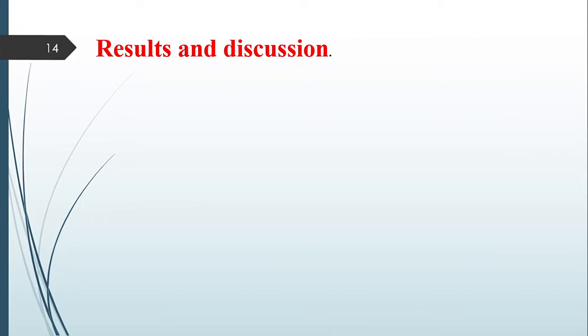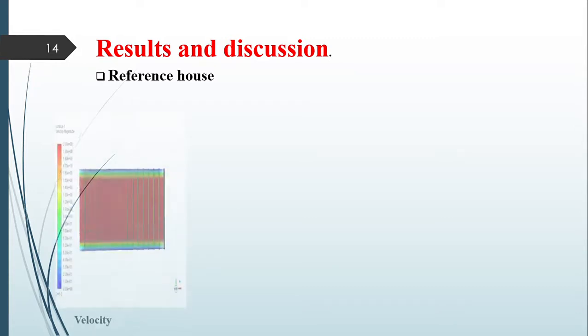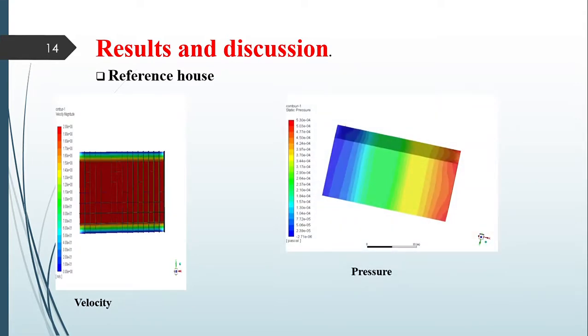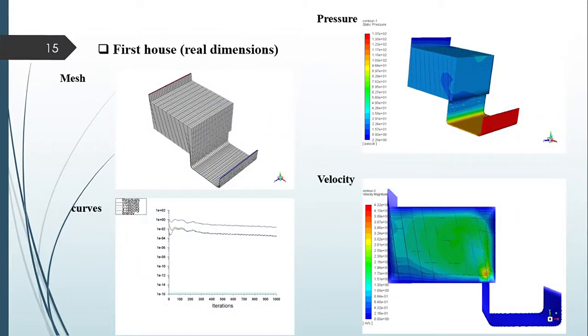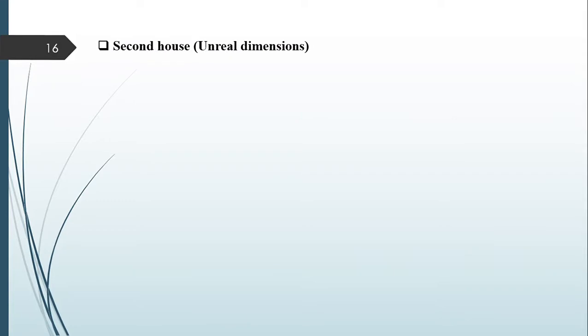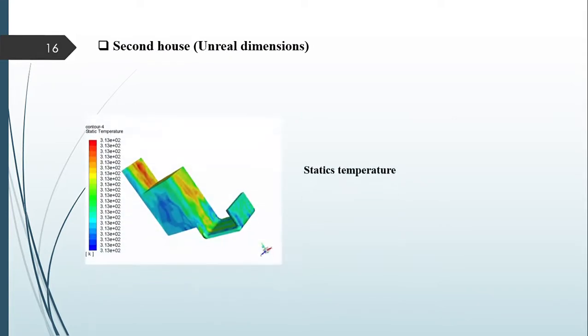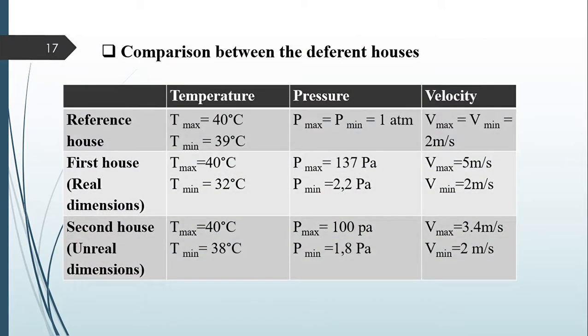We move now to the slide of results and discussion. Like we will see, we have three houses. A reference one, we see the figure of velocity and pressure. Then the first house, it's a house with a real dimension. And the last one is a house with unreal dimensions. Now, the table shows a comparison between the different houses.